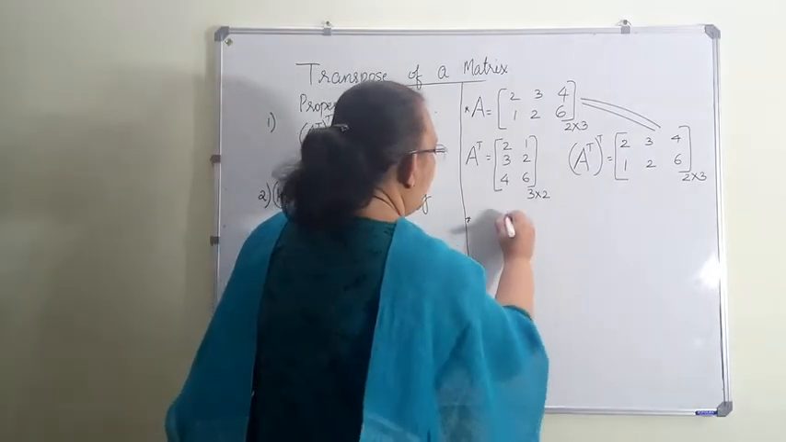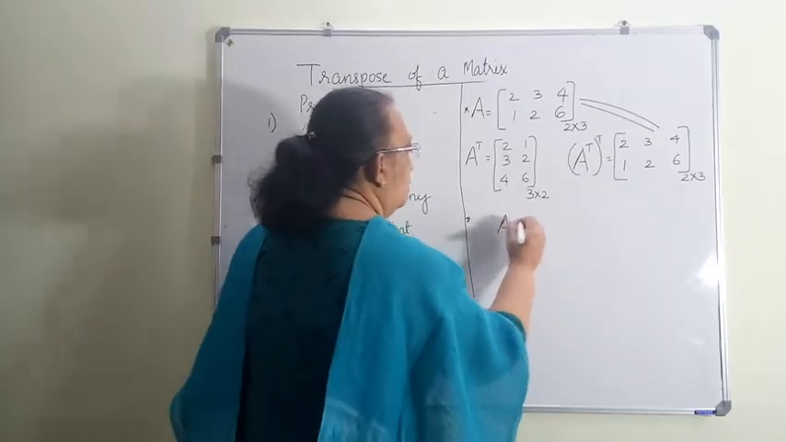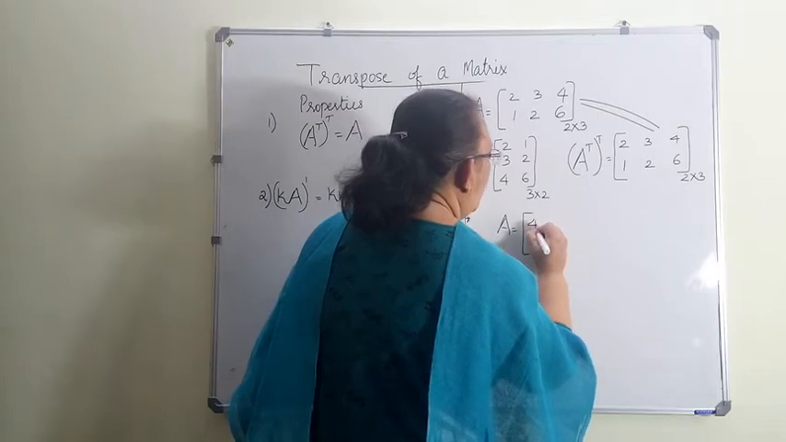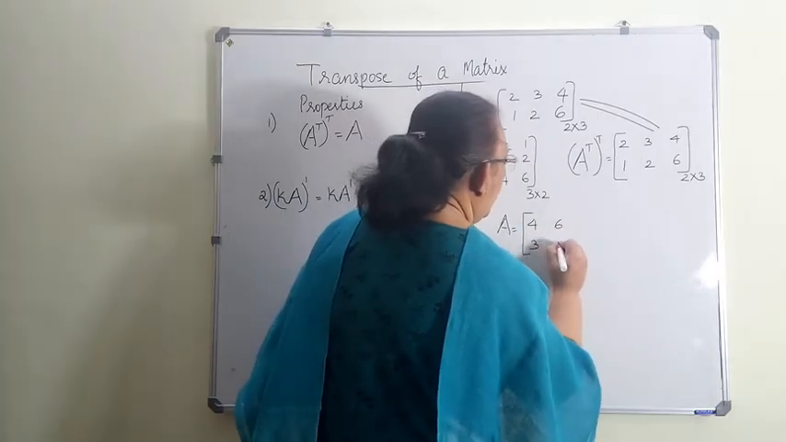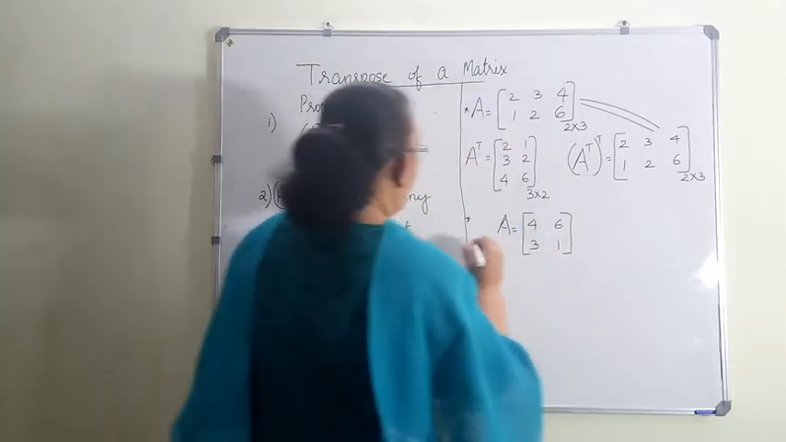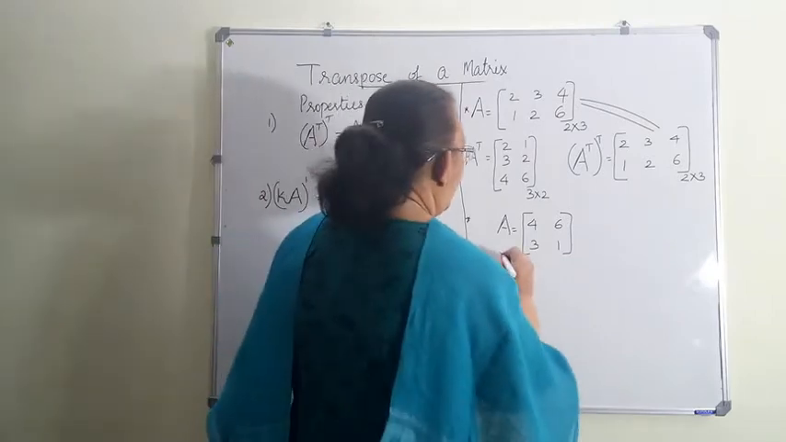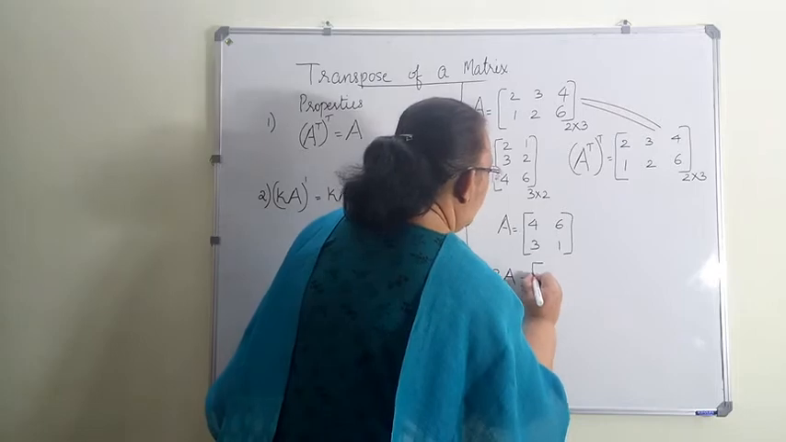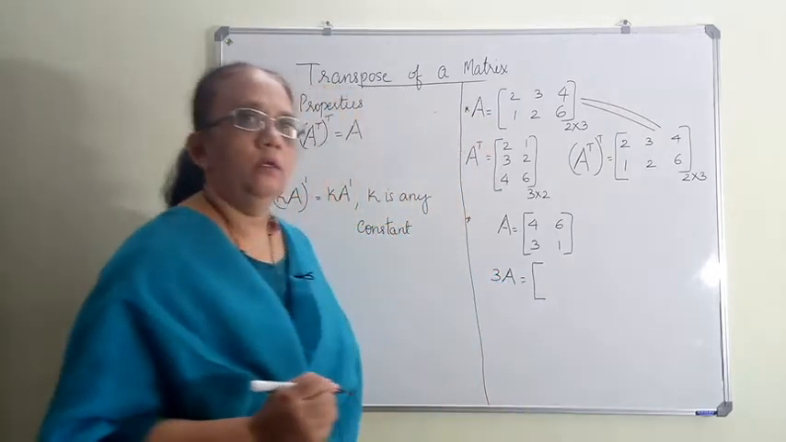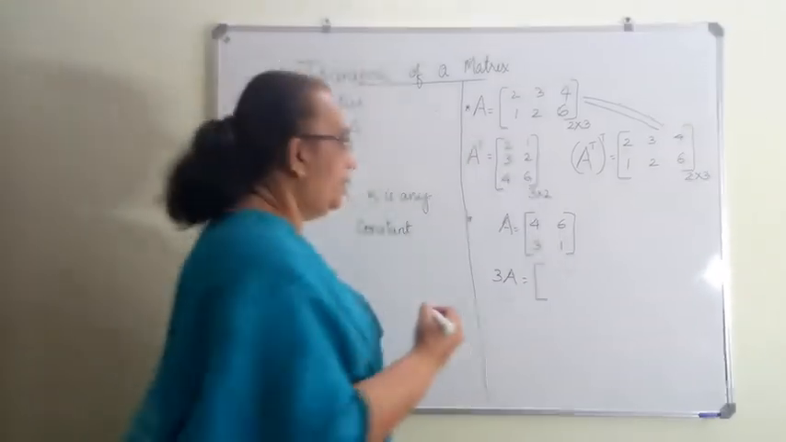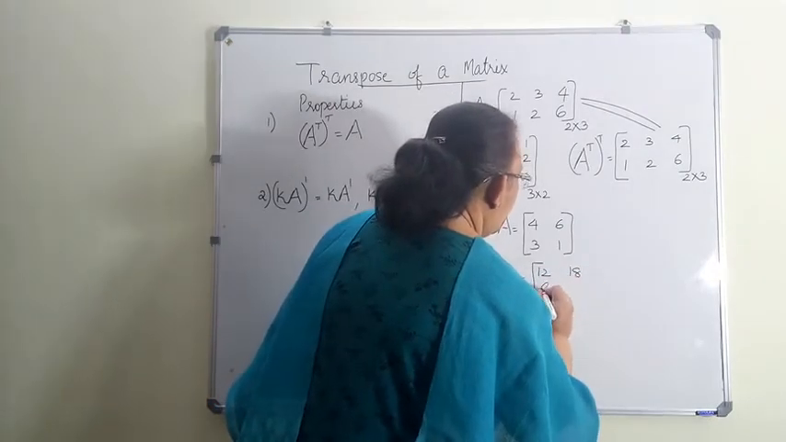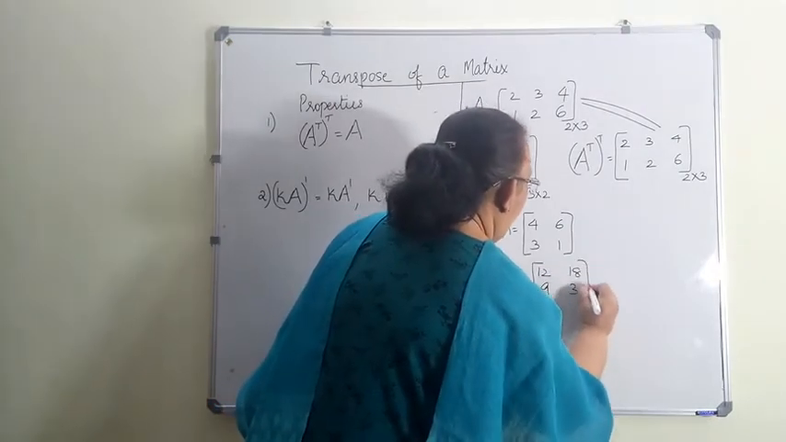Let us consider a matrix A equal to a 2 by 3... a 2 by 2 matrix 4, 6, 3, 1. K is a constant. That means I am taking 3A. How do you get 3A? Multiply every element by 3. 3 4s are 12, 3 6s are 18, 3 3s are 9, 3 1s are 3.